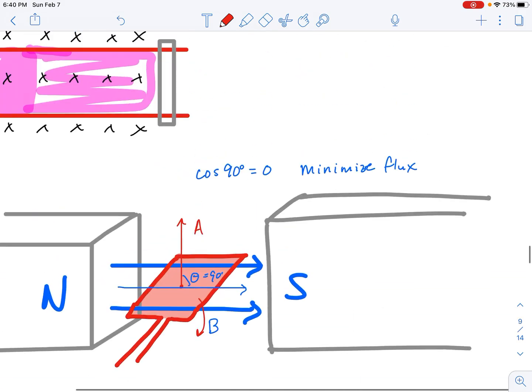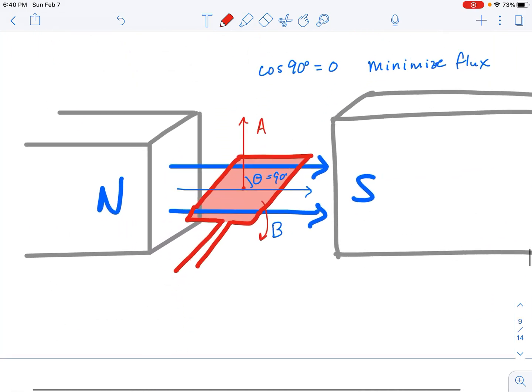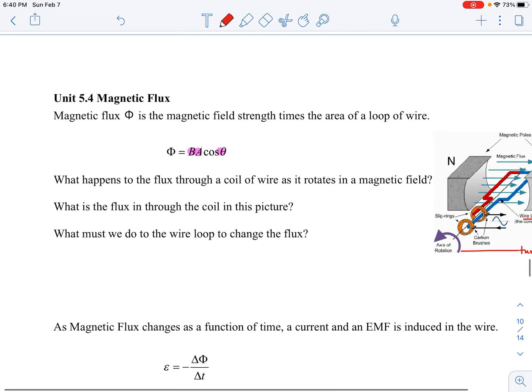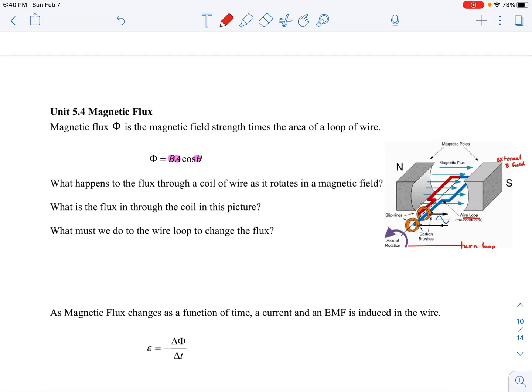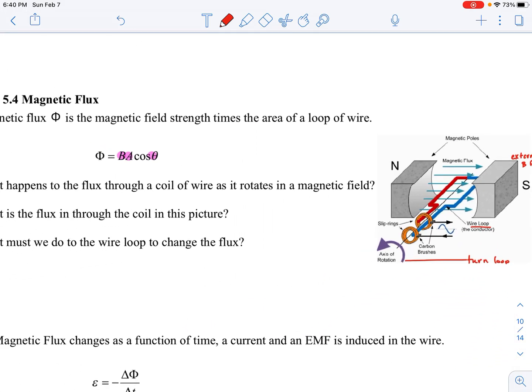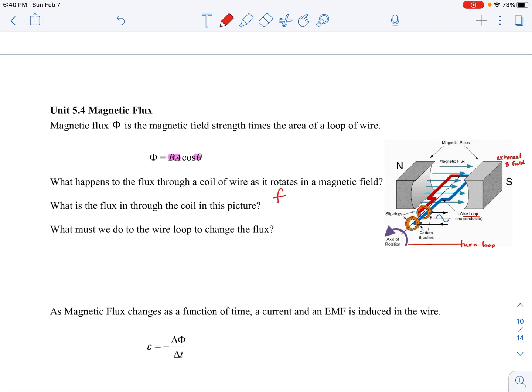And well, that's one way to do it, actually. So back up here we saw 2 other ways to do it, and we'll see that in some examples coming up. What happens to the flux of a coil as it rotates in a magnetic field? In this scenario, if it starts this way, the flux increases.